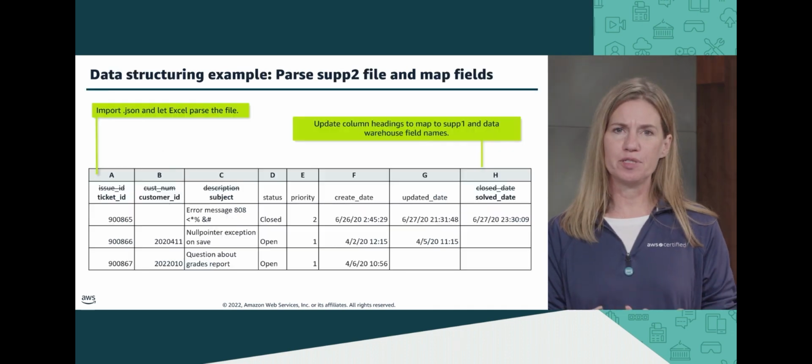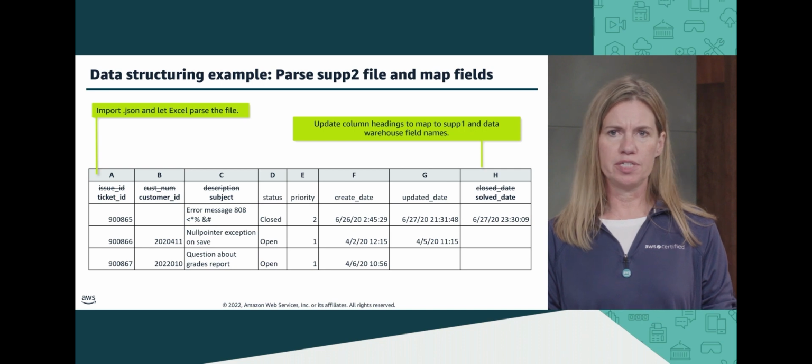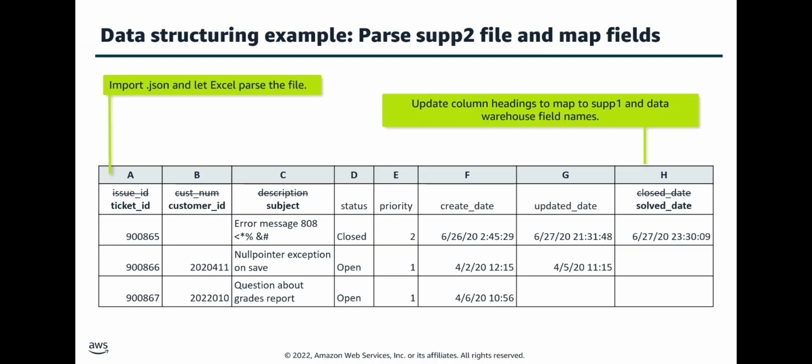For the scenario that was described, the structuring step includes exporting a JSON file from the customer support ticket system, loading the JSON file into Excel, and letting Excel parse the file. For the mapping step, for the SUP2 data, the data engineer would modify the cust_num field to match the customer ID field in the data warehouse. The engineer would modify the issue ID, description, and close date columns to match what's in SUP1. For this example, you would perform additional data wrangling steps before compressing the file for upload to the S3 bucket.